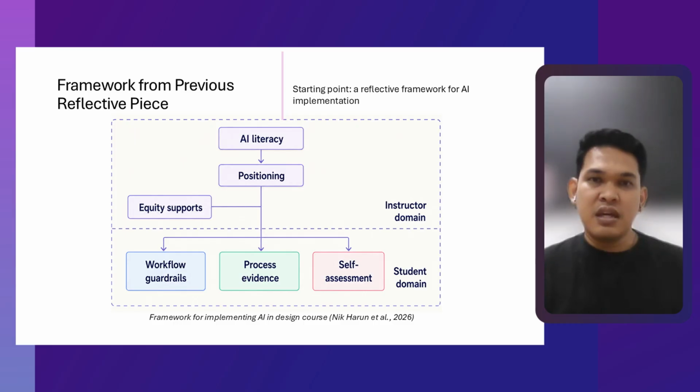This means that students should remain active decision makers. AI should support their thinking, but it should not become the source of creativity or the final authority in the design process. In this paper, we move from the reflective framework toward a more practical implementation guideline. In other words, the paper asks how this framework can be translated into actions that educators can use when planning, facilitating, and assessing AI-supported design activities.